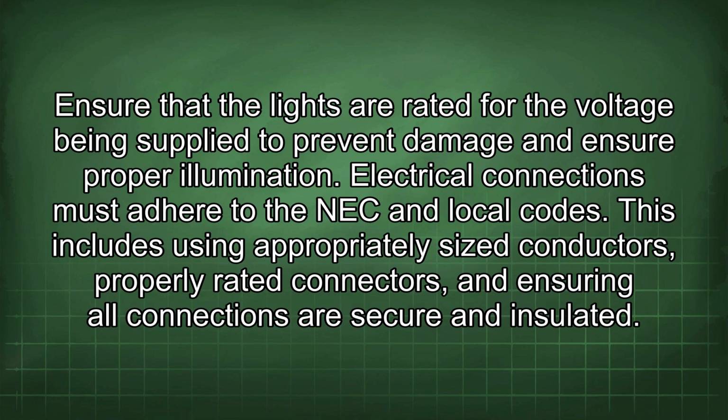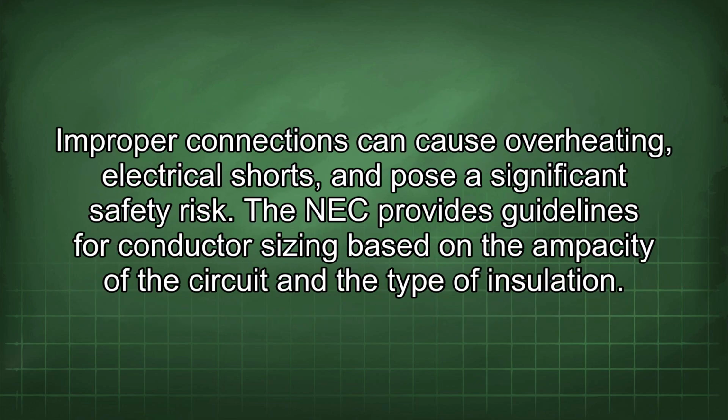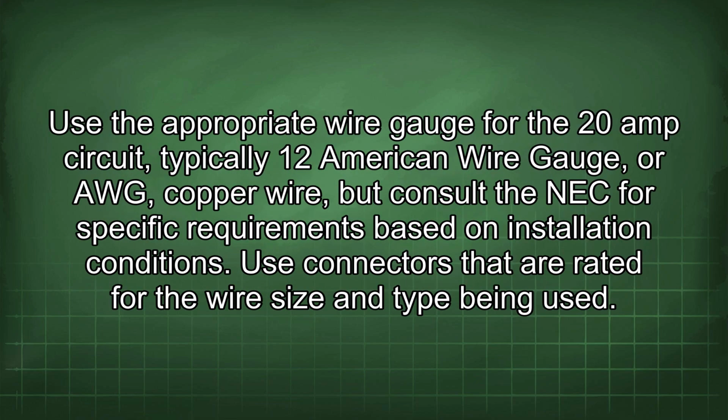Electrical connections must adhere to the NEC and local codes. This includes using appropriately sized conductors, properly rated connectors, and ensuring all connections are secure and insulated. Improper connections can cause overheating, electrical shorts, and pose a significant safety risk. The NEC provides guidelines for conductor sizing based on the ampacity of the circuit and the type of insulation. Use the appropriate wire gauge for the 20 amp circuit, typically 12 American wire gauge, or AWG, copper wire, but consult the NEC for specific requirements based on installation conditions.